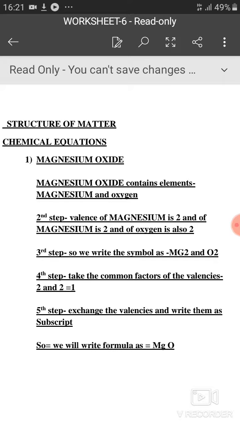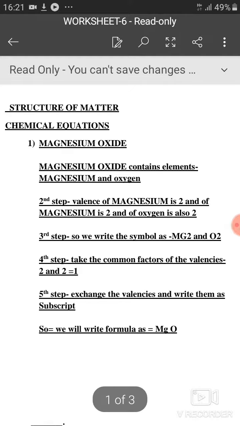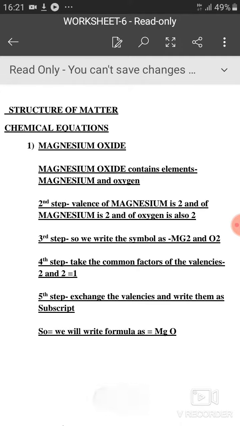And you must be knowing that oxygen has 2 atoms in its outermost shell. So the valency of oxygen is also 2. Let me go to the third step. In the third step, we have to write the symbol, which is Mg2 and O2. This is not a formula but a symbol of that formula.